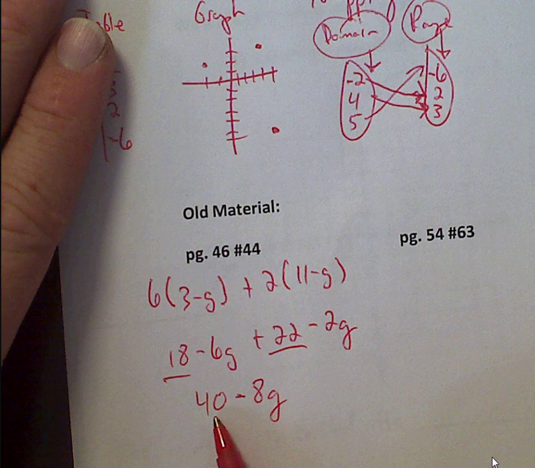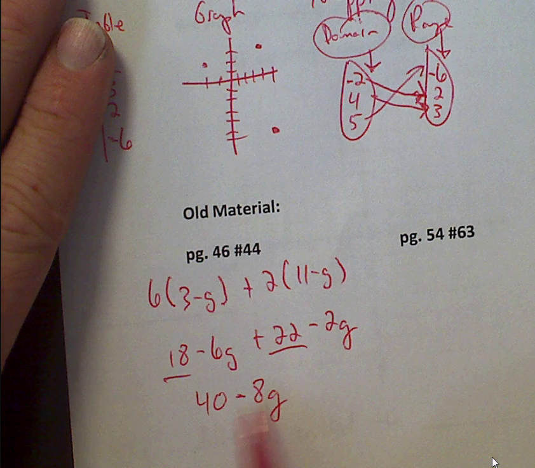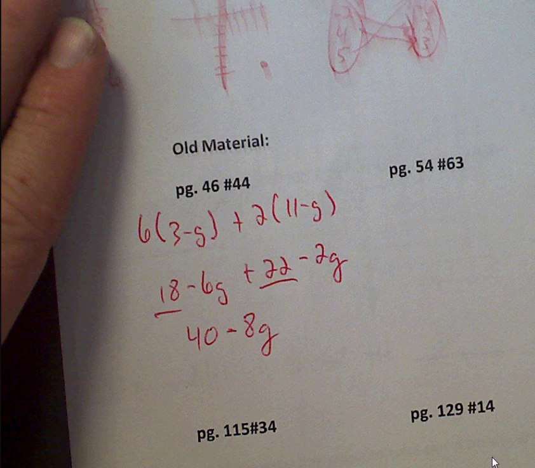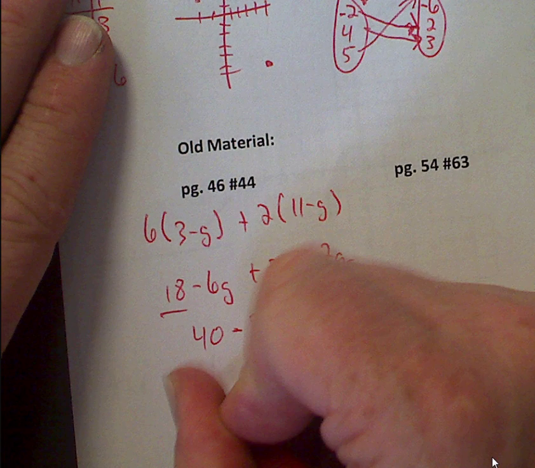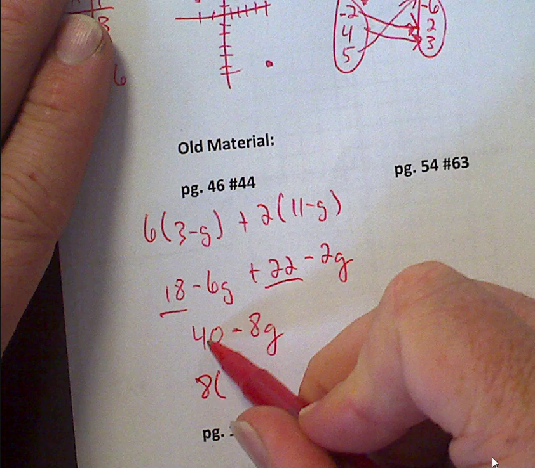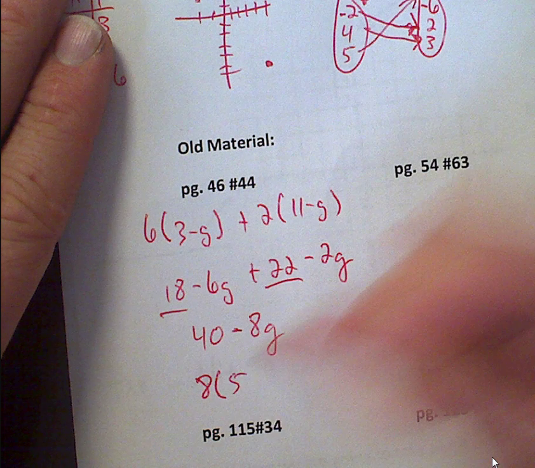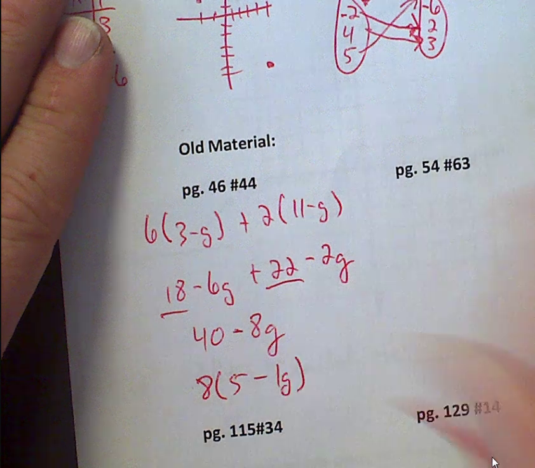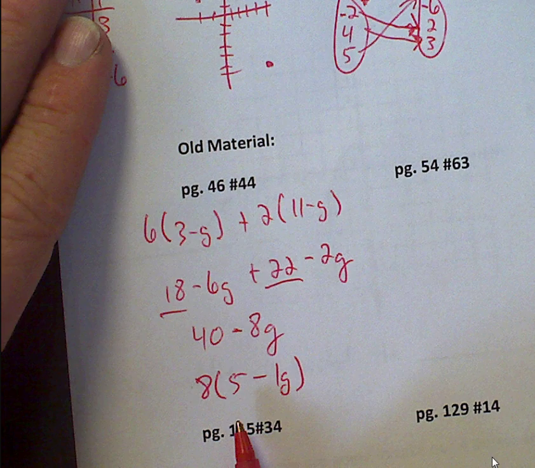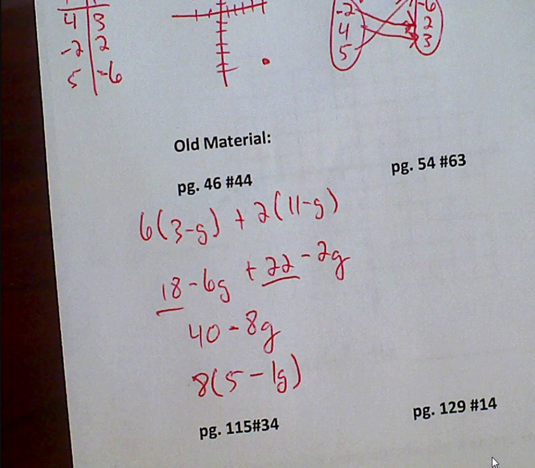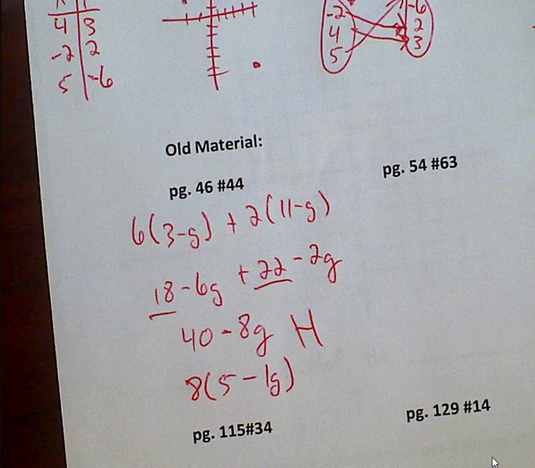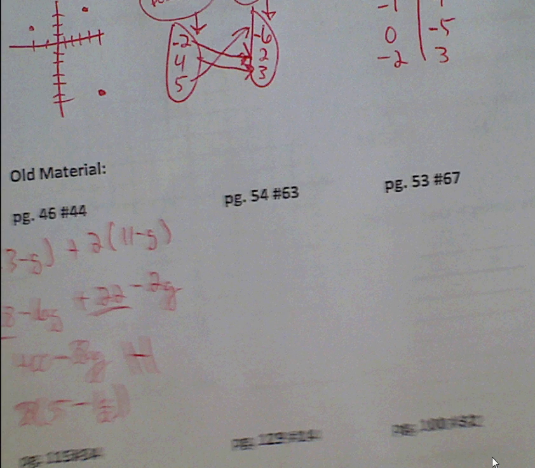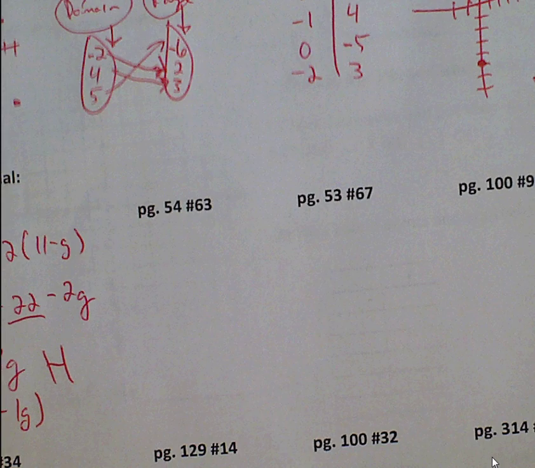What they did is they took out, what do these two have in common? I told you guys before that if they have something in common, we can take it out. They both have an 8. If I take an 8 out, 40 divided by 8 is 5. 8 divided by 8 is 1. So I would be left with 8 times (5 minus 1g). So that would be letter H. I'm trying to increase your knowledge.